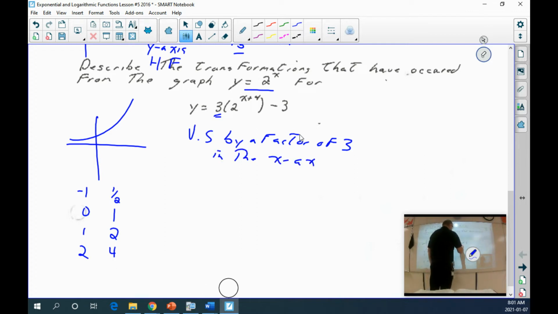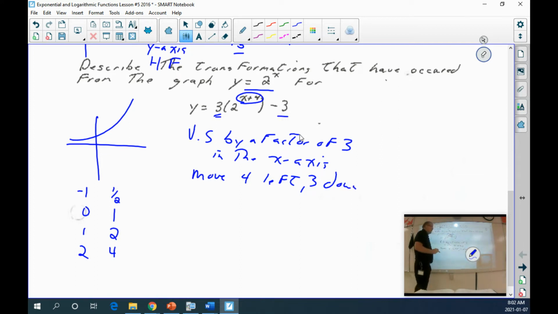X-axis. So we're getting that one bigger. We have replaced the x with an x plus 4. Well, that means we need to move this to the left. Our x value doesn't have to be as large to get the same y value out. So we have a move forward left and 3 down to this guy.